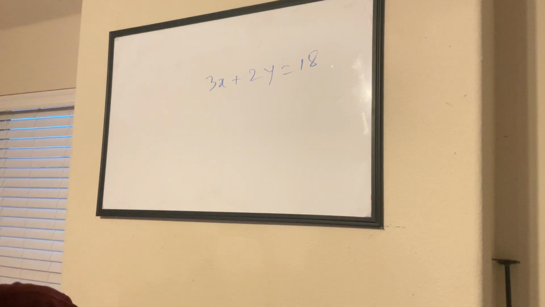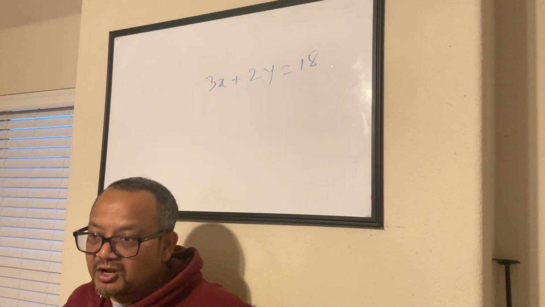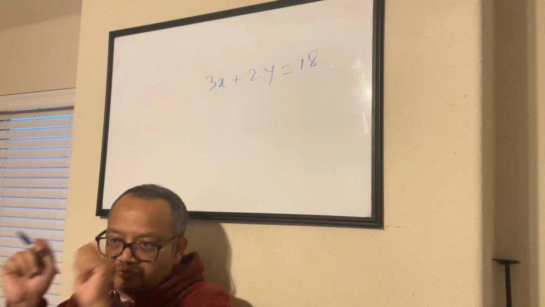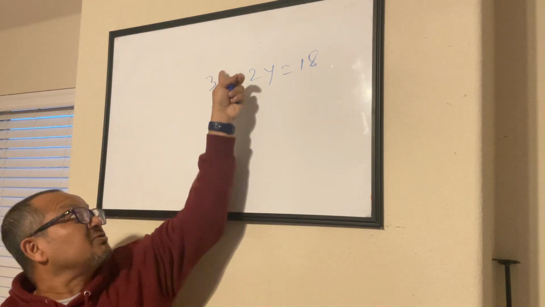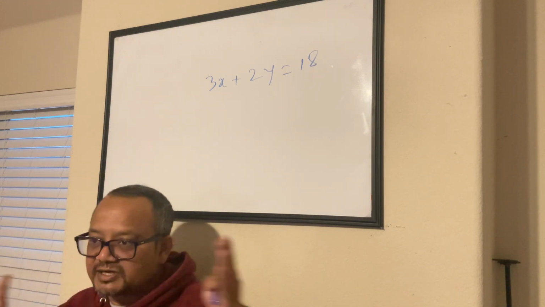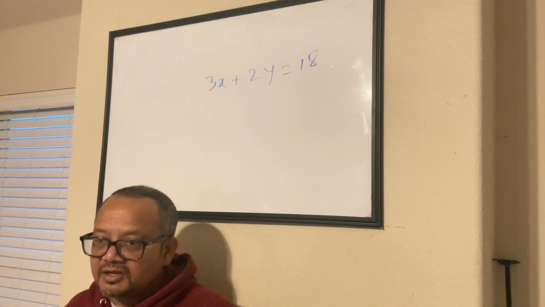So a linear equation, by definition, is an equation where it has 1 or 2 variables and the maximum power of the variable is 1. That will help you draw a straight line in a coordinate plane.